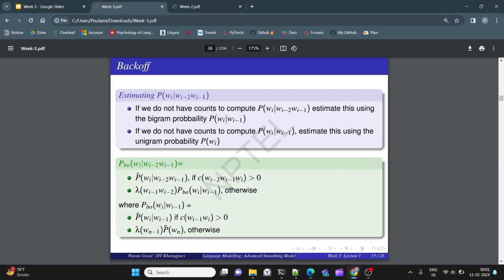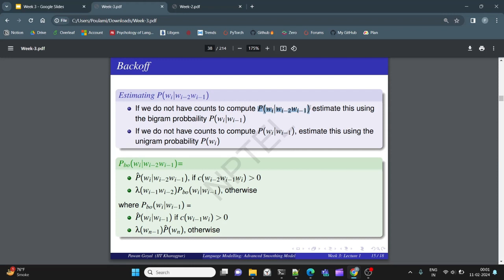So here, say if you do not have counts to compute the probability of Wi given Wi minus 2, Wi minus 1, if this is not there, then what we do is instead estimate this using the bigram probability. So what does this mean? This is the trigram probability.